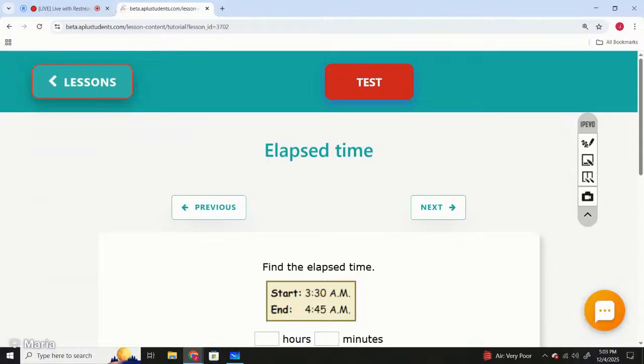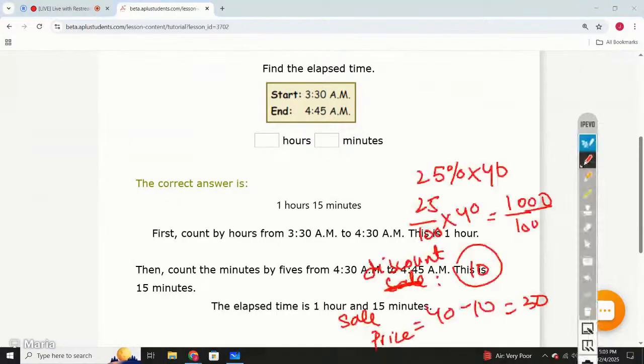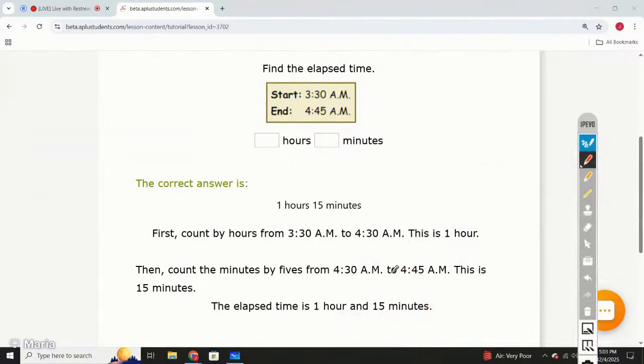Find the elapsed time. You started at 3:30 and you ended at 4:45 a.m. You need to calculate the time duration from 3:30 to 4:45, right? You need to count the hours from 3 to 4, and then we need to count the minutes. From 3:30 to 4:30 makes 1 hour, and 30 to 45 makes 15 minutes. So that is 1 hour and 15 minutes.